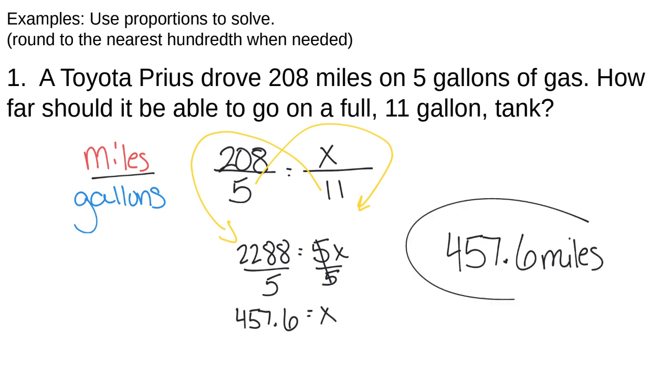So now we're going to check and make sure this makes sense. It can go 208 miles on 5 gallons. So if we're using 11 gallons, that's more than double. So our miles should also be more than double, and it is. So that answer does make sense.